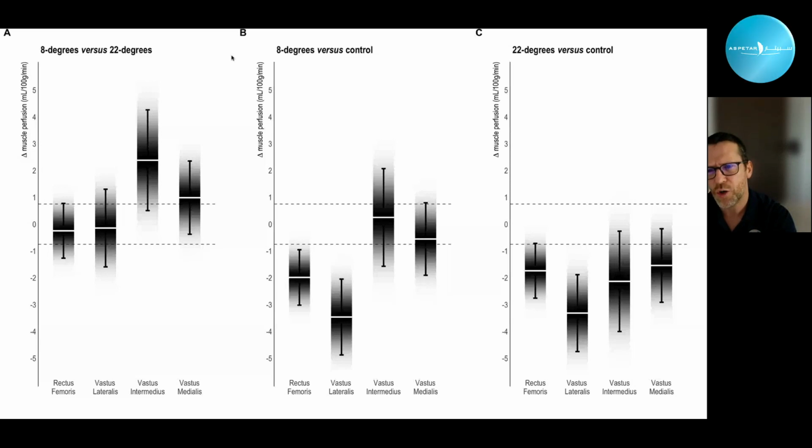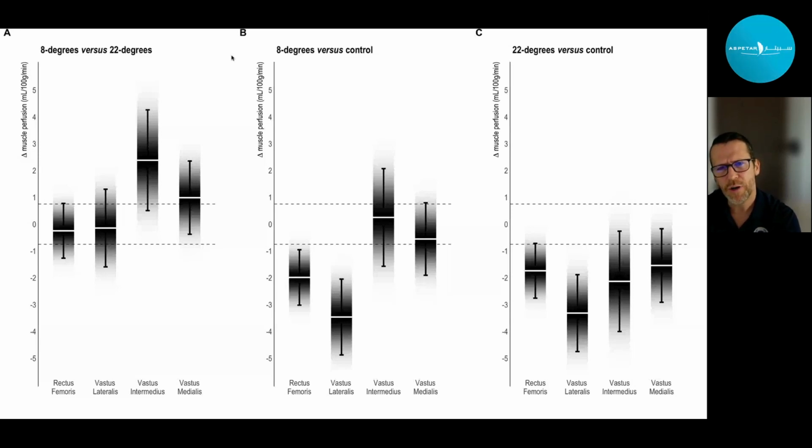On the right-hand side, you can also see a similar pattern with the 22 degrees C, where the femoris and the lateralis are starting to approach meaningful reductions. Interestingly, compared with the rest, what we didn't see in this study in the center is in the deeper muscles, the intermedius and the medialis, we didn't see that really significant increase in perfusion like we did at rest. And again, that could be because the body's operating at a higher temperature following exercise.